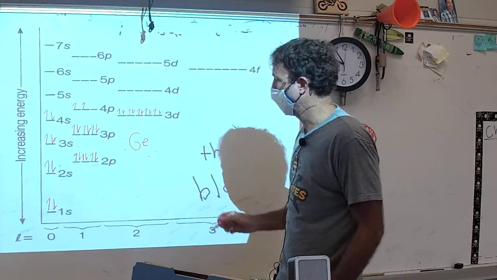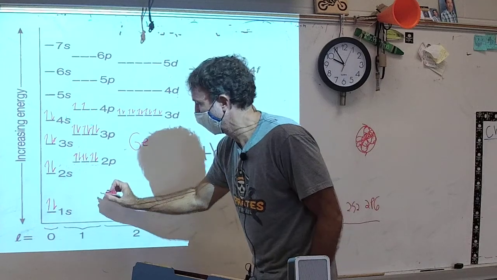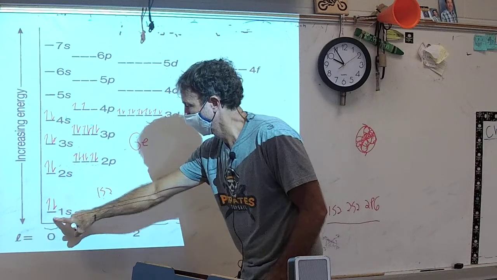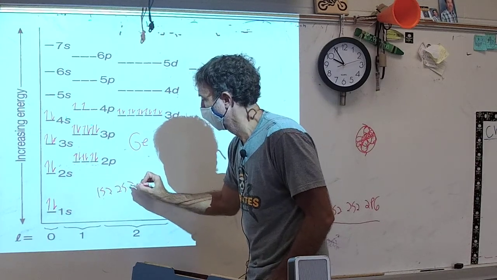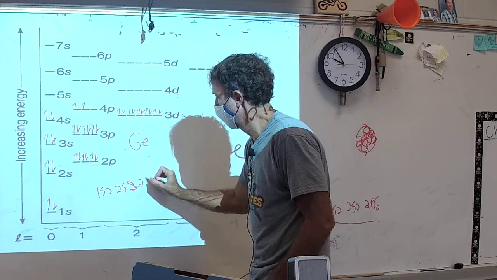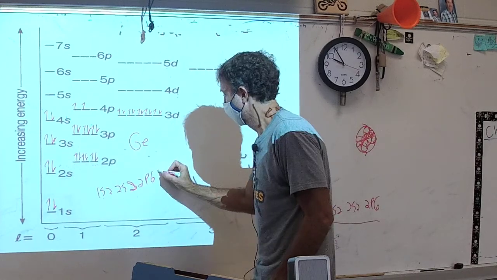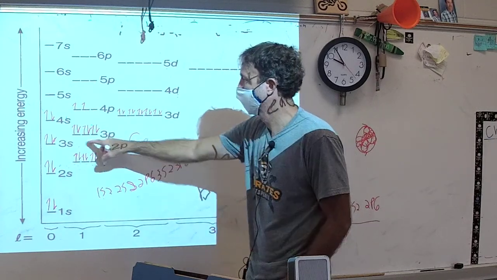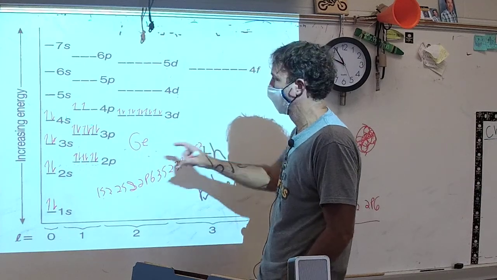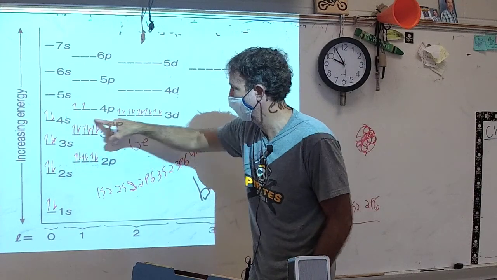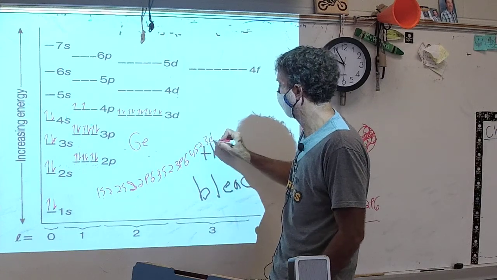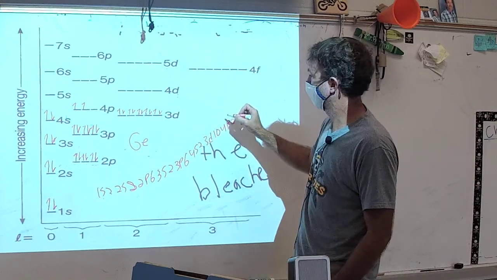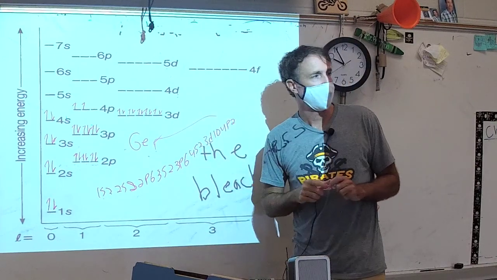If I wrote this as an Aufbau sequence, starting down here, I would write 1s2, 2s2, 2p6, 3s2, 3p6, 4s2. This is next. Now this is next. See how that's the next one up. 3d10, 4p2, germanium. What do you think about that?